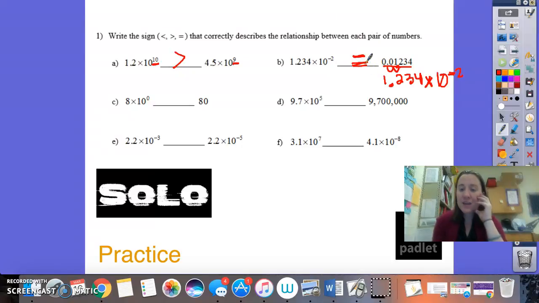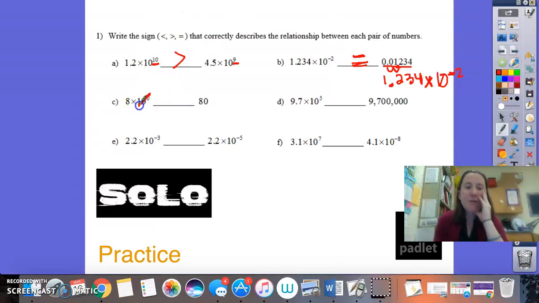I want you to pause the video and try the remaining 4 on your own. And please do not continue to the rest of the explanations until you've tried that. Okay, so if you're continuing, that means you've tried the other 4. And again, if I go over these and something doesn't make sense, tell me that on the Padlet.